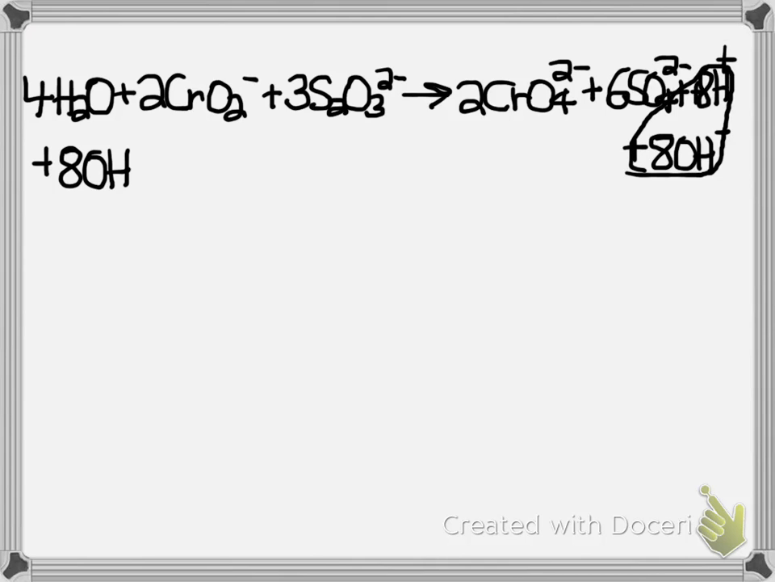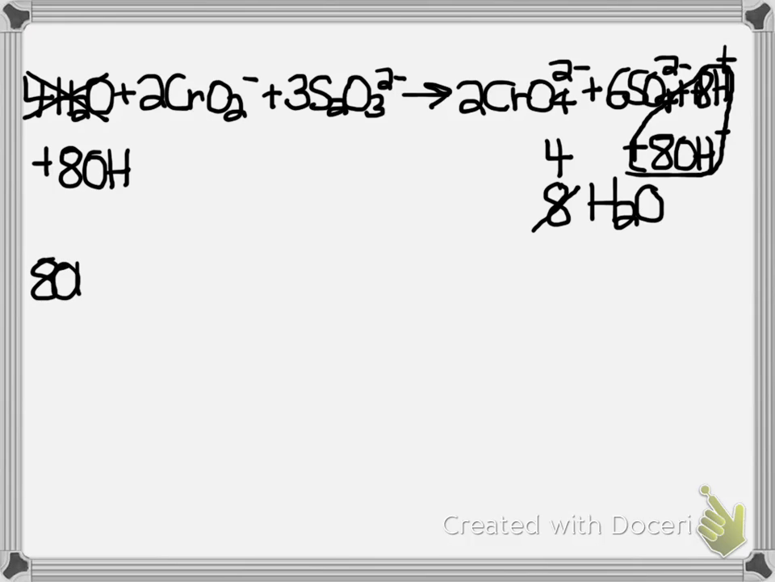There we go. So I add these two together because H+ and OH- make water, and I get 8 waters. Now I have water on both sides, so I can cancel out some of the water. This side has 4, so I'll get rid of all 4 of those, which will leave only 4 on this side. So now I can add everything together.